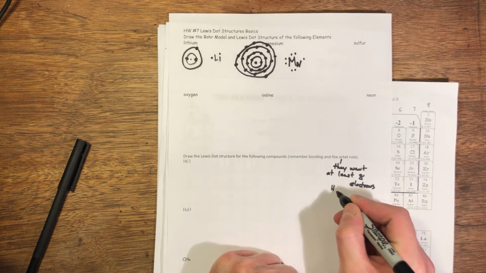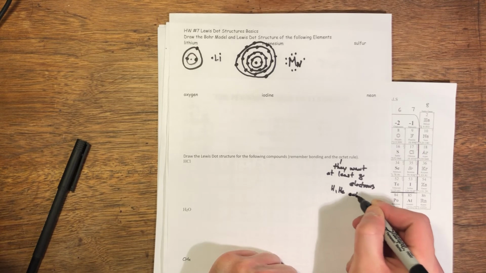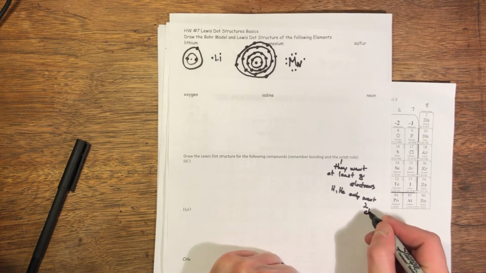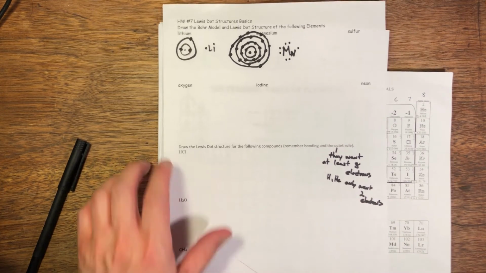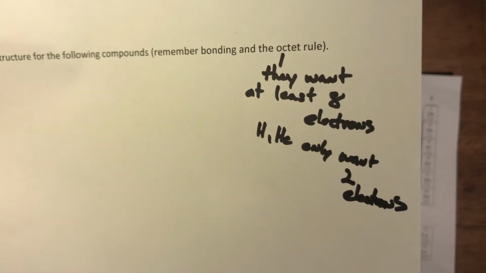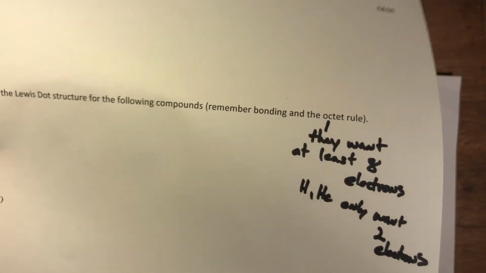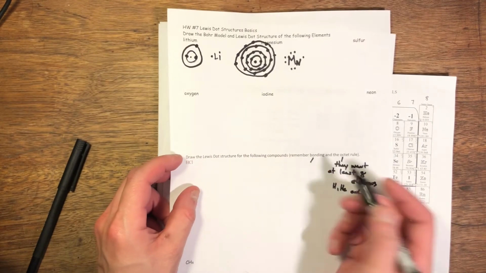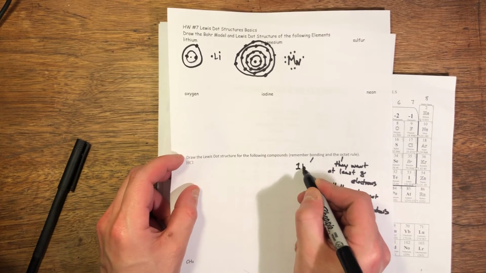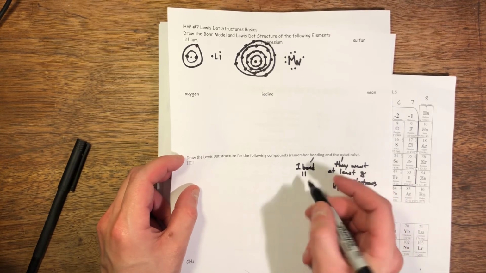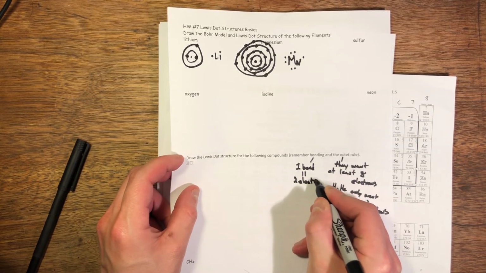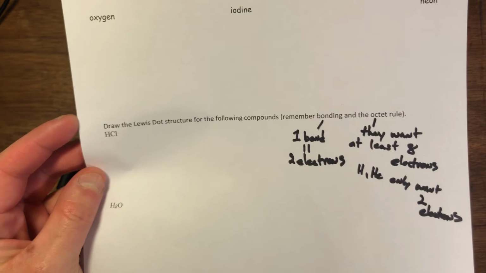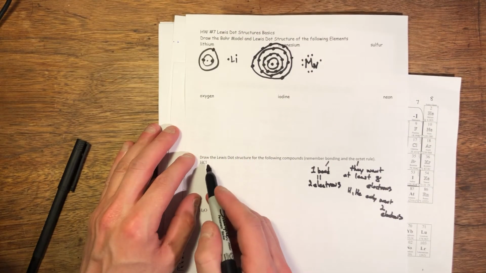So hydrogen and helium only want 2 electrons. Okay, so there are some more exceptions to that rule, but for now, that's all we need to worry about. And then for this, we'll have 1 bond equal 2 electrons. So 1 bond is going to equal 2 electrons. Well, first let's draw our Lewis structure of these.